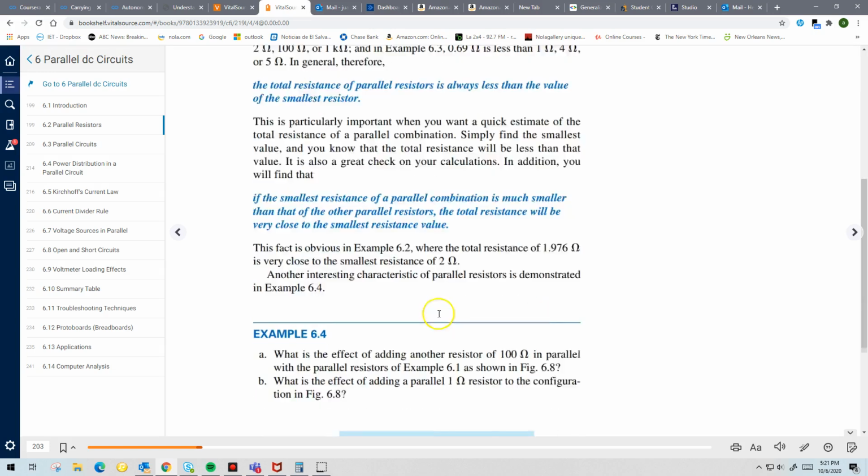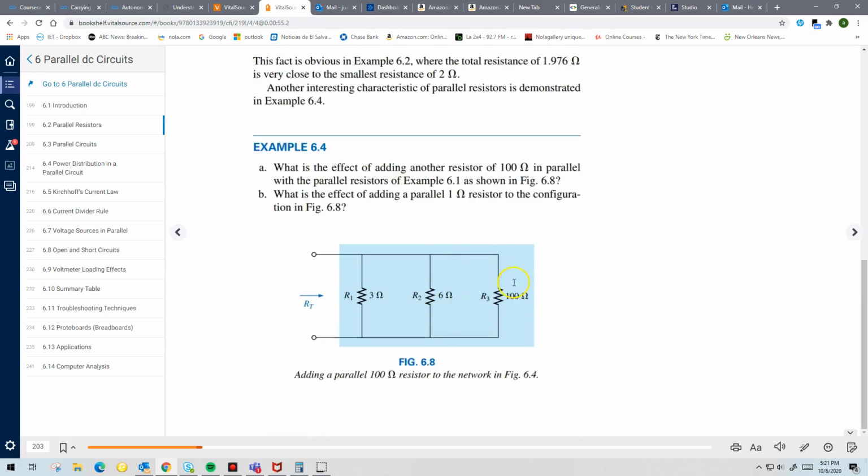The 3 resistances here, the 3, the 6, and the 100. Remember what we said? Looking at those 3 resistors, when I calculate the total resistance for those 3 resistors, the total resistance will be smaller than 3 ohms and closer to 3 ohms, without me doing the math. So let's see if that's true.